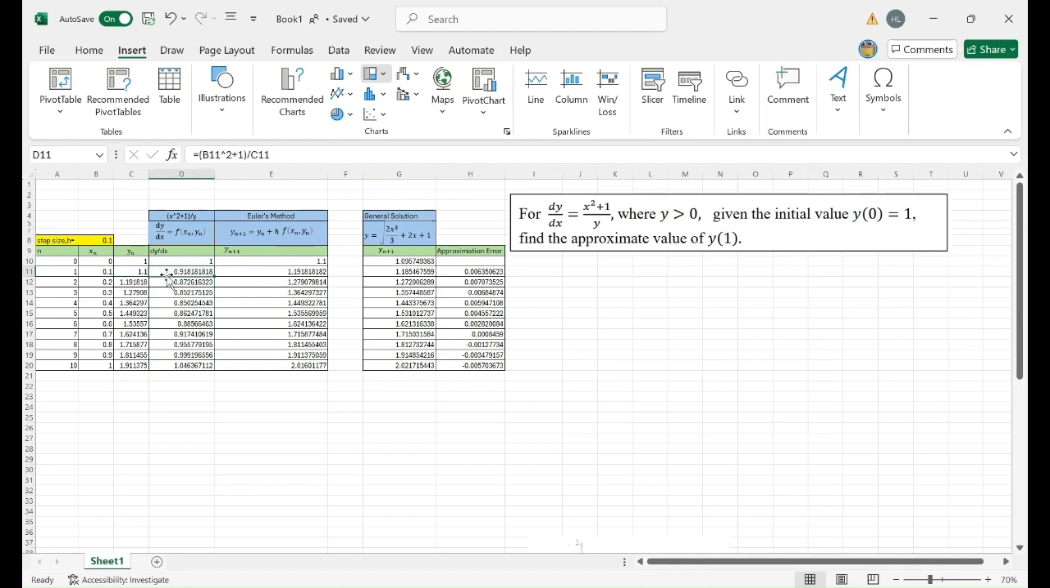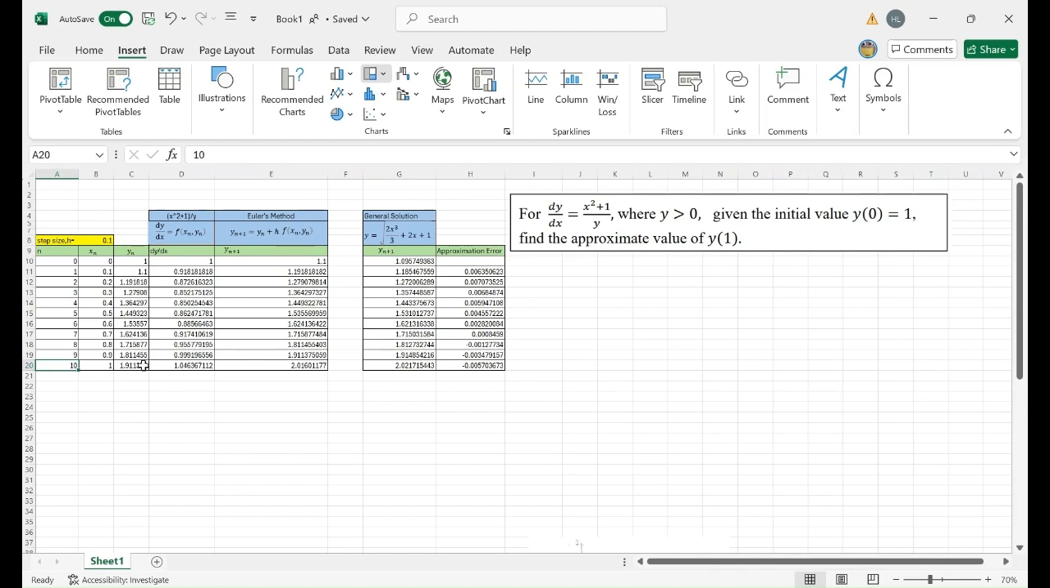For the derivative dy by dx, I use the formula xn squared plus 1 divided by yn. Then to find the next y value, I use the Euler formula yn plus 1 equals yn plus h times dy by dx. To estimate the final y value when x equals 1, I calculate each step from x equals 0 to x equals 1 using a step size of 0.1. There are 10 steps in total.